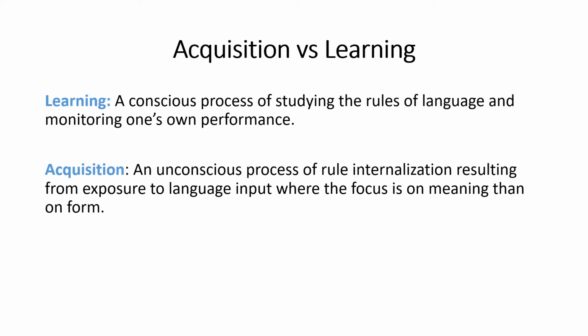Learning refers to a conscious process where we put in deliberate efforts to understand a language, like in a grammar class. On the contrary, acquisition refers to an unconscious process of understanding a language where we don't put in deliberate efforts to learn. For instance, we acquire our L1, but we learn L2.